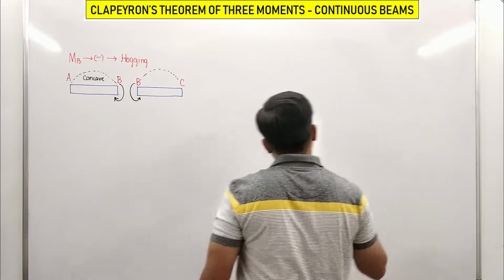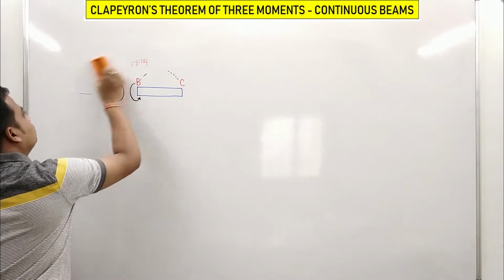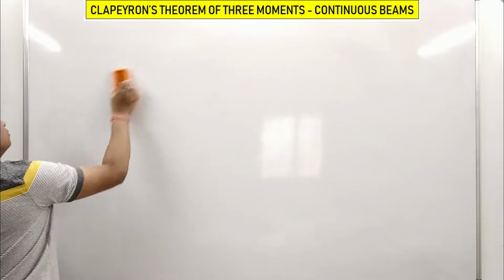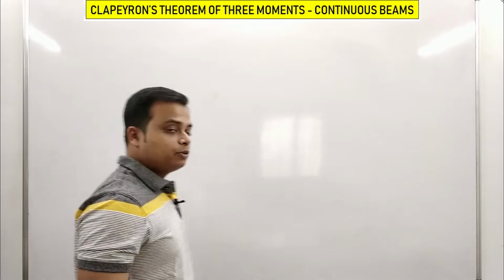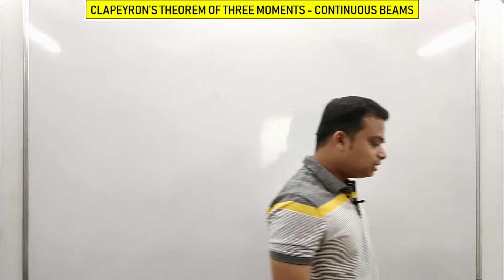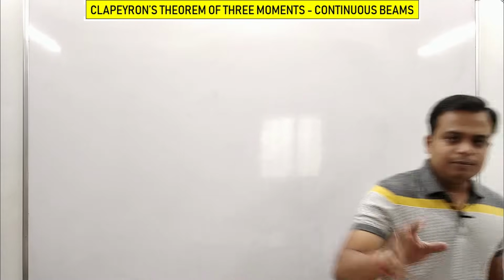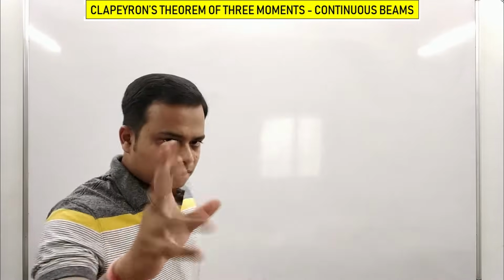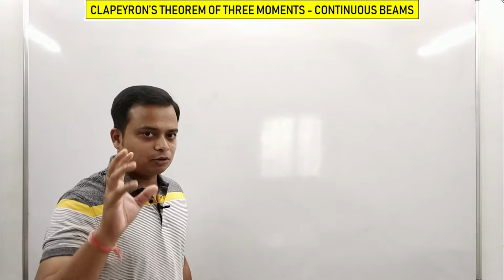Let's start. So what is Clapeyron's three-moment equation? Obviously it's an equation which is going to have three distinct bending moments, isn't it? So let's have a beam first and then we'll be trying to analyze them. Okay, things are going to get very interesting, so you guys need to pay full attention.